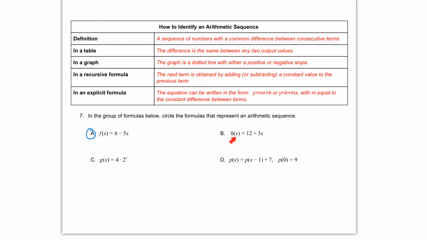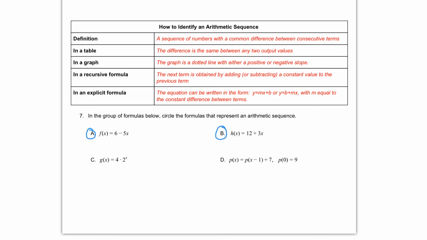If we take a look at letter B, we have h of x is equal to 12 plus 3x. This time, again, the x tells us what we're doing each time, and that means we're adding 3 each time. That addition of 3 each time tells us that we are, again, having an arithmetic sequence, so we can circle B as arithmetic.